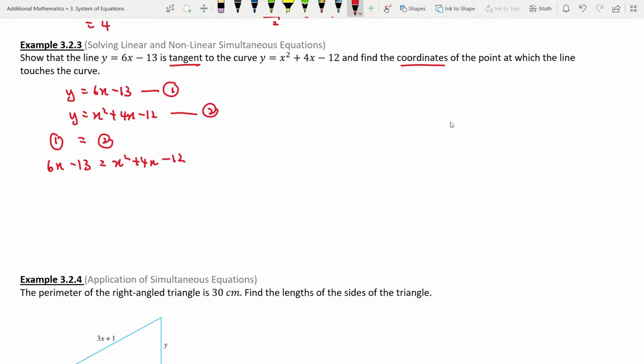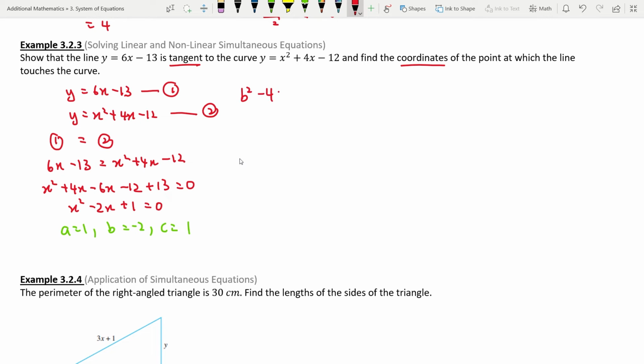We rearrange the equation. x squared plus 4x minus 6x minus 12 plus 13 is equal to 0. We simplify the equation. x squared minus 2x plus 1 is equal to 0. Our a coefficient for this equation is 1, b is equal to negative 2, and c is equal to 1. In order to show that the line is tangent to the curve, we need to prove that the discriminant b squared minus 4ac is equal to 0.